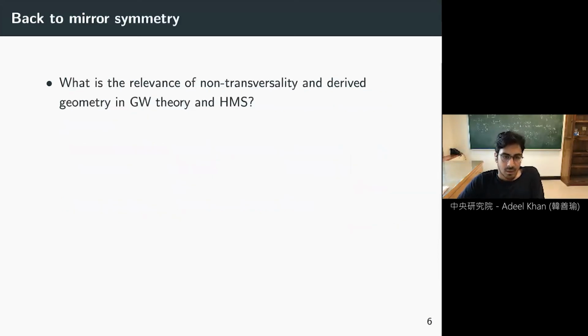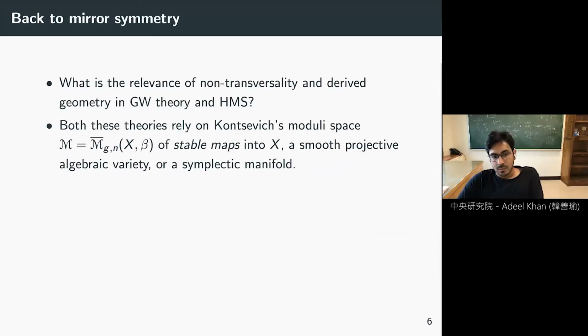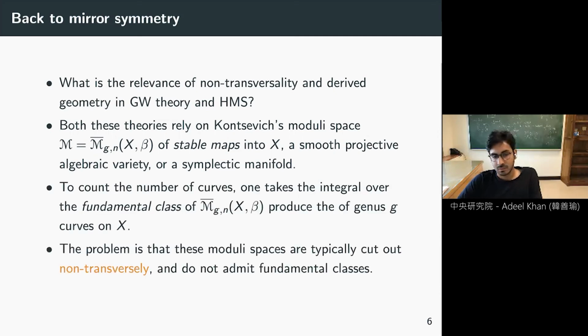That's the idea. So what does this have to do with Gromov-Witten theory and homological mirror symmetry? Well, the point is that both of these theories rely crucially on Kontsevich's moduli space of stable maps into a smooth projective variety or a symplectic manifold. We might call it pseudo-holomorphic curves in that case. But either way, we have this moduli space that we have to deal with. And in order to define these Gromov-Witten invariants or to define the Fukaya category, we have to do some kind of integration over a fundamental class of the space. The problem is the space looks very bad from the perspective of classical algebraic geometry because it is cut out in a non-transverse way in some ambient space.